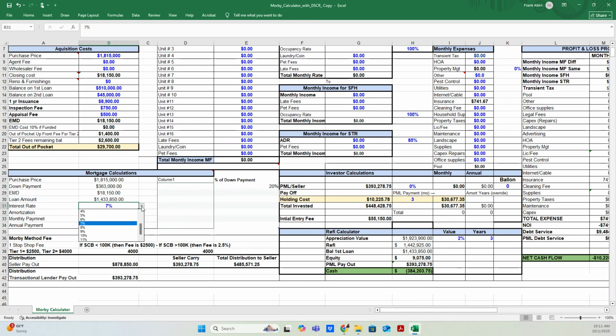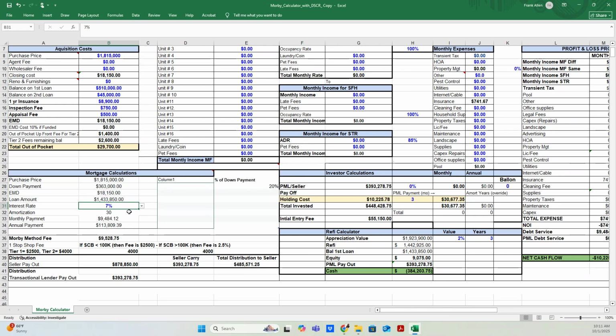So I'm going to leave this at 7%. He could get a 6% rate. I don't know. He might end up with 8. It goes all the way up to 11 because in case you get a fix and flip loan, but you're going to fix and hold the property, then you'll have a higher rate until you're able to refinance into a regular DSCR long-term hold loan.